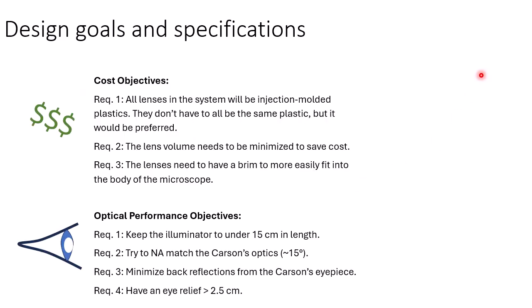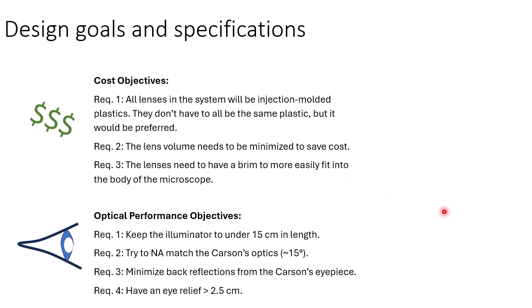So I'll go over briefly our design goals. Requirement 1, all lenses in the system are going to be plastic. They don't have to be the same plastic, but it would be preferred if they were, so we can save cost. Requirement 2, lens volume. We should try to minimize that, so we don't want big, thick lenses because we want to minimize cost. If we're going to pay someone to injection mold all these lenses and we're manufacturing them in the thousands, less plastic, less money. And then finally, the lenses should have some kind of brim on them so that we can put them in our 3D printed housings more easily.